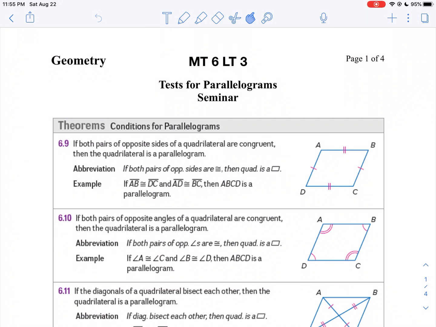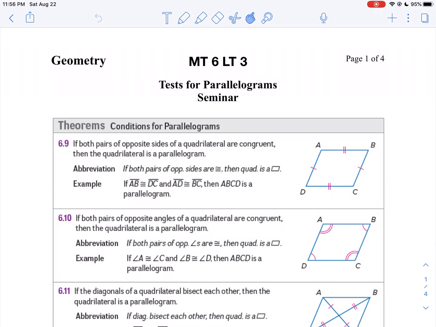Hello. In this lesson, I want you to recognize the conditions that ensure a quadrilateral is a parallelogram, and I want you to prove that a set of points form a parallelogram in the coordinate plane. This is just the converse of what we did in the last lesson.